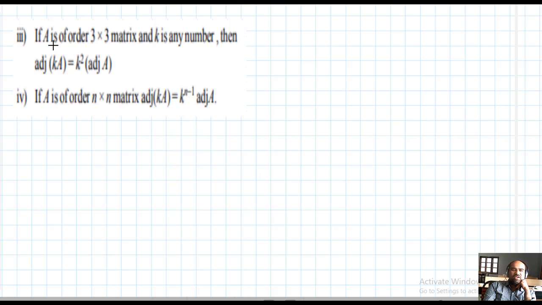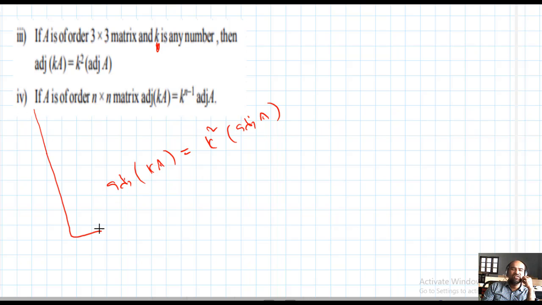Okay, if A is a 3 by 3 matrix and K is any scalar, then the adjoint of K times A, where each element of A is multiplied by K, is K squared into adjoint of A. So now the generalization of this.